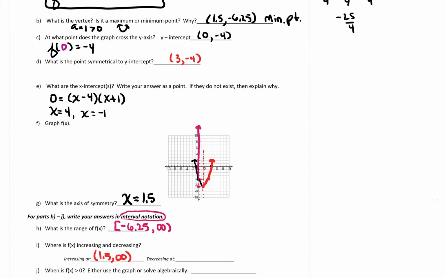It's decreasing, it's going downwards, and we're looking at our x values. So our x values from negative infinity until we hit 1.5.